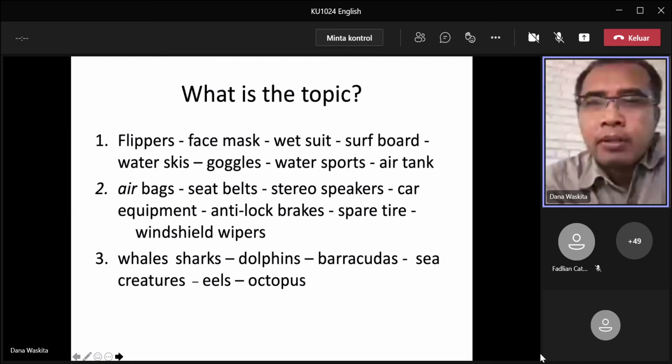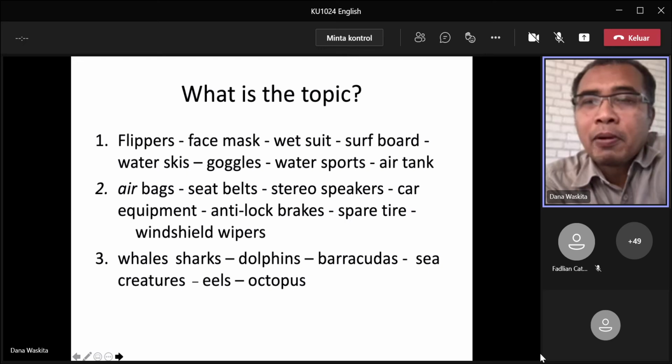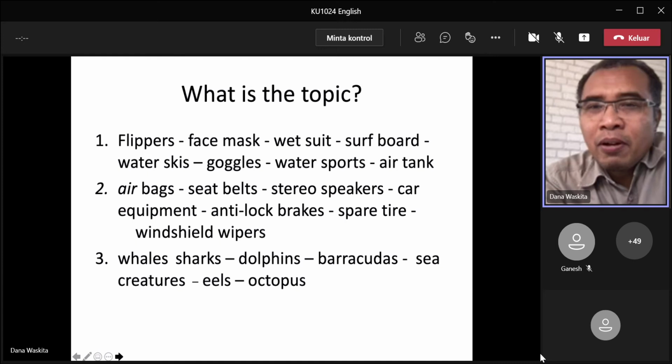What do you think the topic of this one is? I think it's water sports. Why do you think that the topic is water sports? All of the words are connected to water sports. Because the other ones are a part of water sports. So water sports is more general than the others. So what is the topic? The topic is more general than the others, right?